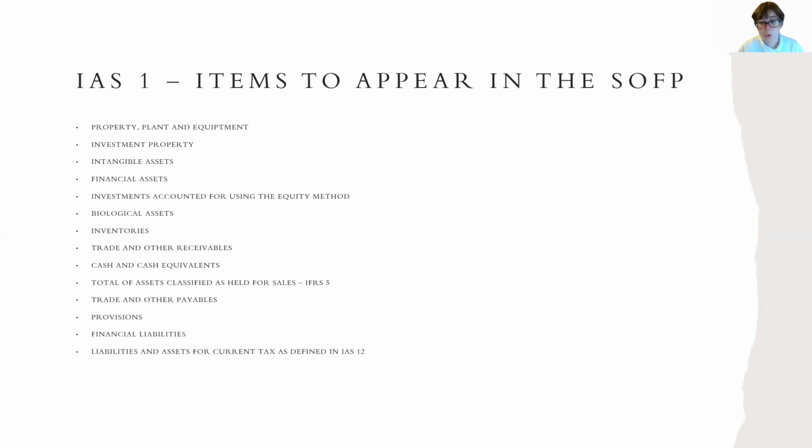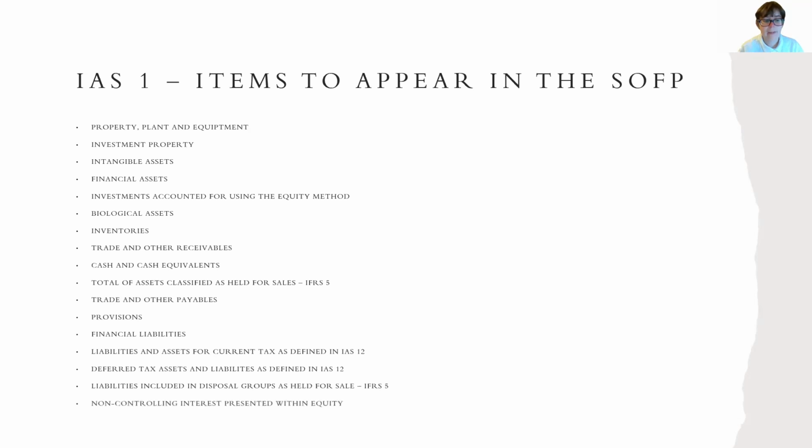defined in IAS 12, deferred tax assets and liabilities, also defined in IAS 12, liabilities included in disposal groups as held for sale, non-controlling interest presented within equity, and issued capital and reserves attributable to the owners of the parent. So those are the items that are going to appear in the statement of financial position.